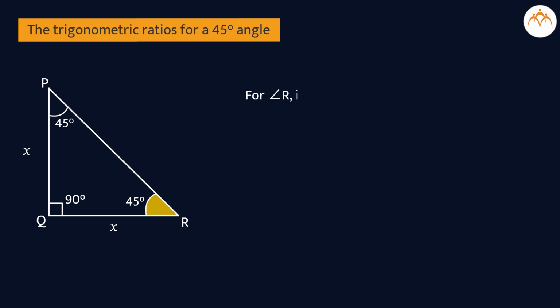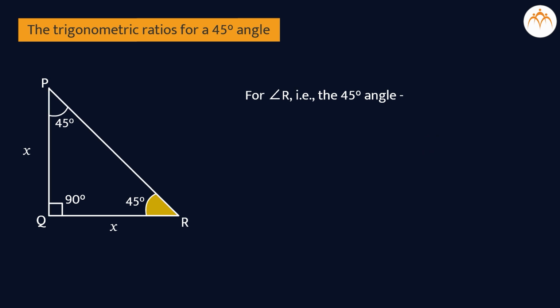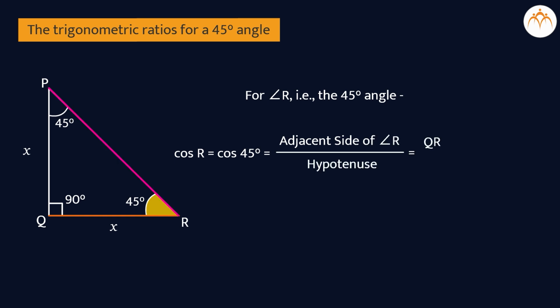Now, for angle R, that is the 45 degree angle, sin R, that is sin 45 degree is equal to opposite side of angle R upon hypotenuse equal to PQ upon PR equal to x upon square root of 2 times x gives us 1 upon square root of 2. Cos R, that is cos 45 degree, equal to adjacent side of angle R upon hypotenuse equal to QR upon PR equal to x upon square root of 2 times x gives us 1 upon square root of 2.